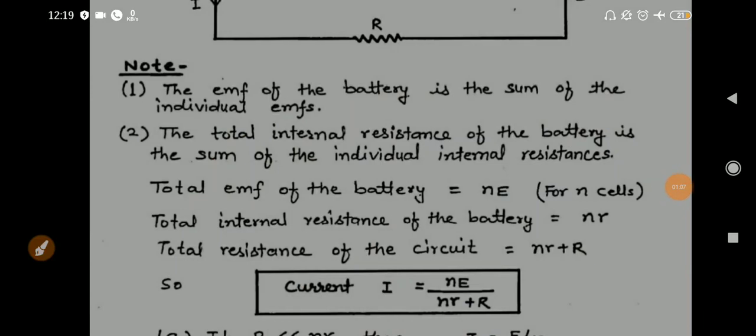In series combination of cells, there are 2 points you have to remember. First, the EMF of the battery is the sum of the individual EMFs of the cells, and the total internal resistance of the battery is the sum of the individual internal resistances of the cells. Now the total EMF of the battery is the number of cells times the EMF of each cell, that is E. So the total EMF of the battery is NE.